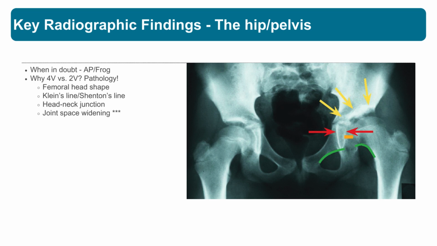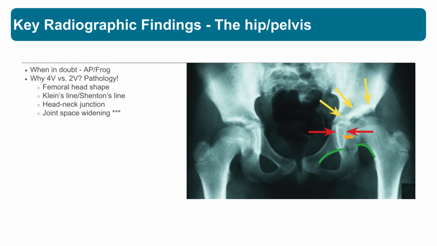And we want to go through a systematic checklist when we're looking at pathology in the hips. So what I mean by that is look at the femoral head shape. Is it round and is it symmetric to the other side, or is one side rather irregular? Look at Klein's line. Klein's line is along the superior margin of the femoral neck, and it should traverse the femoral head, which I'll show you later. Shenton's line is a line along the inferior margin of the femoral neck, and it should contact and make a confluent arch with the pubis. You want to look at the head-neck junction to see if there's any abnormal widening, shortening, or lengthening, and what the angle is. And then you want to look at the joint space widening.